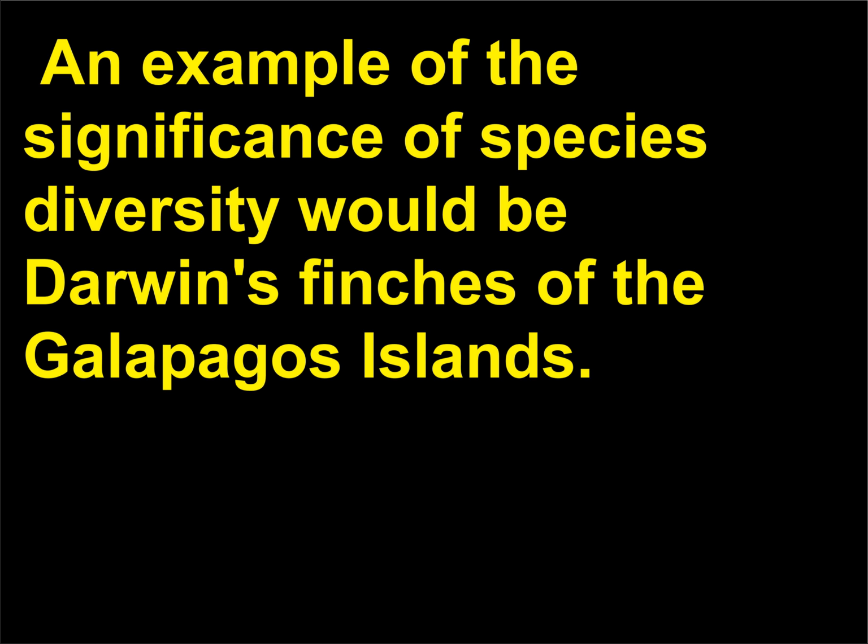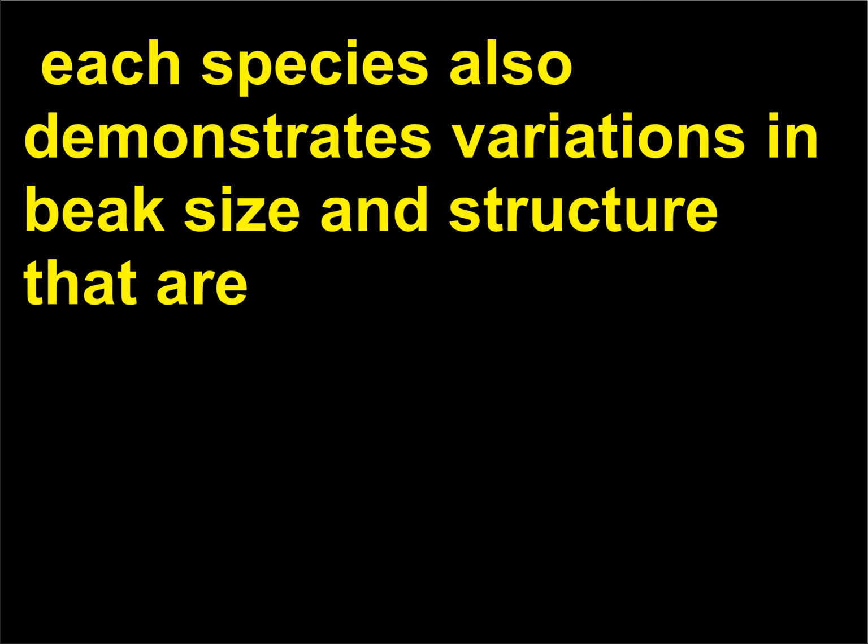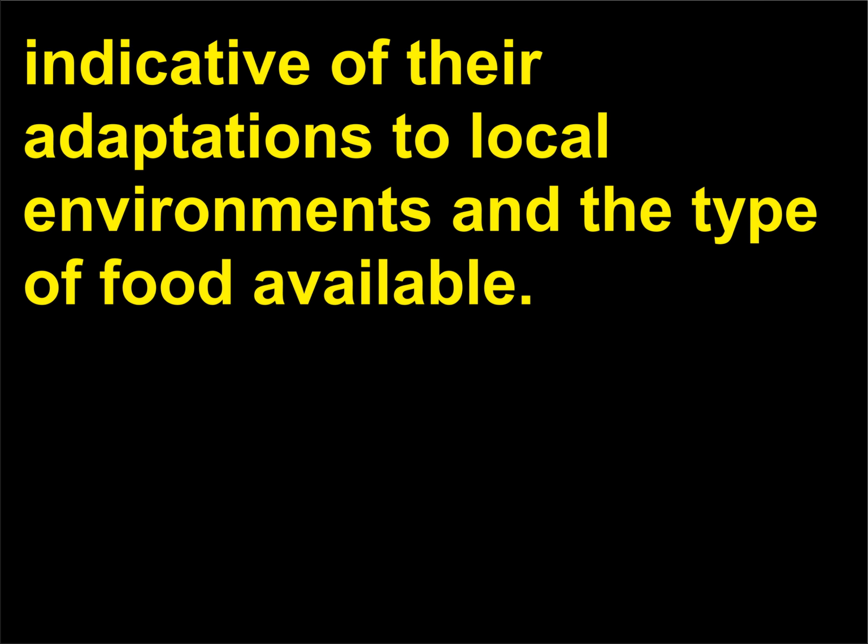An example of the significance of species diversity would be Darwin's finches of the Galapagos Islands. While the species share a common body structure that is inherited from a common ancestor, each species also demonstrates variations in beak size and structure that are indicative of their adaptations to local environments and the type of food available.